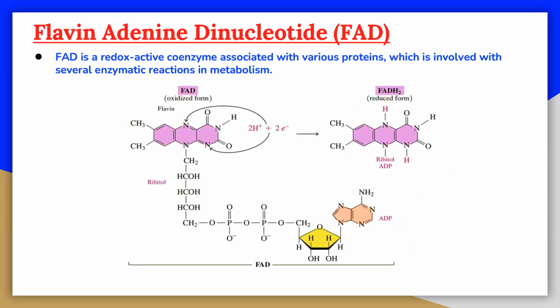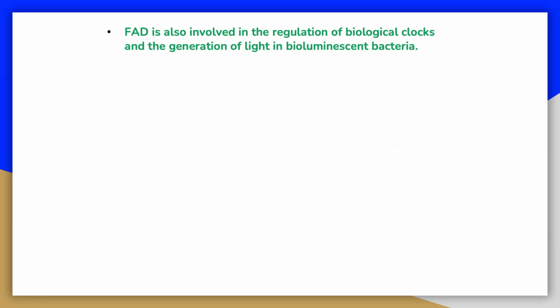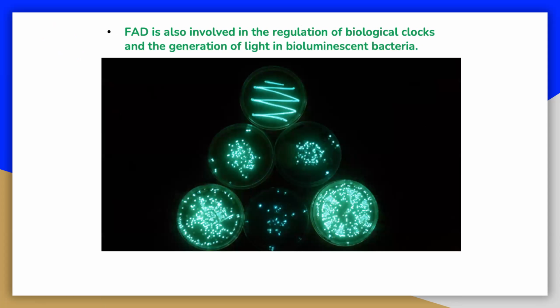In biochemistry, flavin adenine dinucleotide, or FAD, is a coenzyme associated with various proteins, which is involved with several enzymatic reactions in metabolism. In metabolism, FAD is involved in redox reactions, acting as an electron carrier. FAD also has non-catalytic functions, whereby it is involved in the blue-sensitive light photoreceptors that regulate biological clocks and the generation of light in the bioluminescent bacteria.